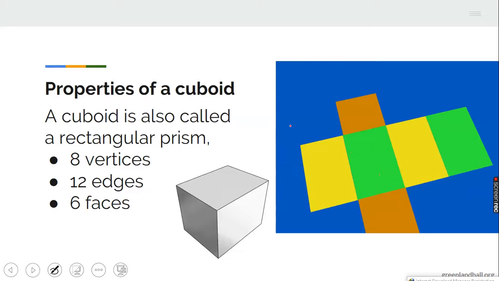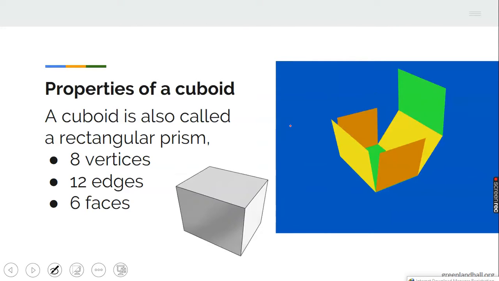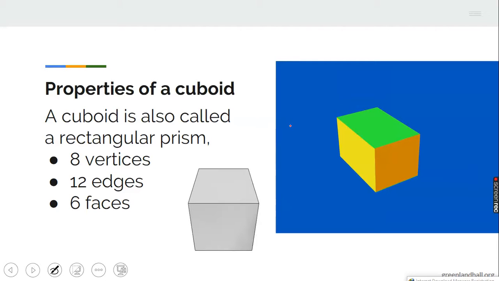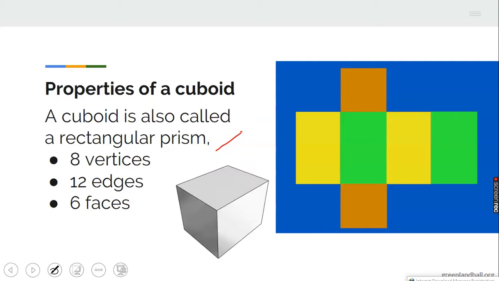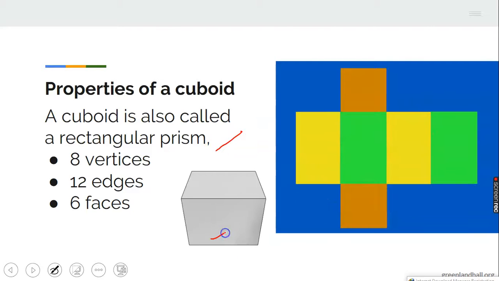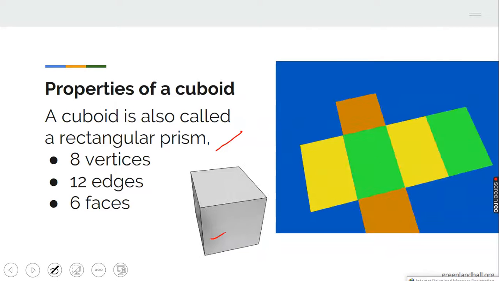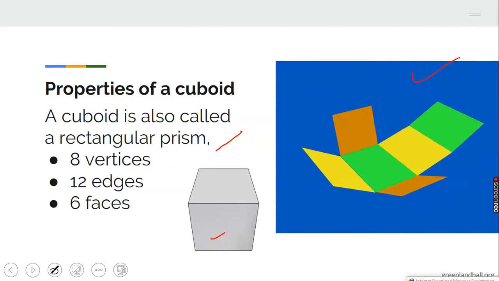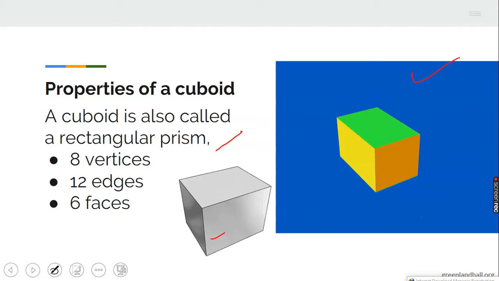A cuboid is like it also, except that not all the edges are equal like a cube. A cuboid, like we said before, is also called a rectangular prism. As you can see it here, that's a cuboid rotated so that you can see clearly. You can open it up, just like a box, like your candy box. You see.